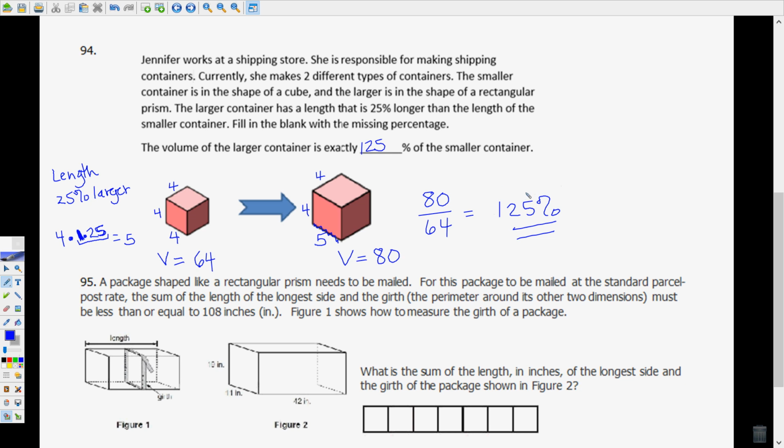If you get anything less than 100%, question yourself because it has to be larger. So it has to be at least 100% and then plus some. In this case, plus 25.